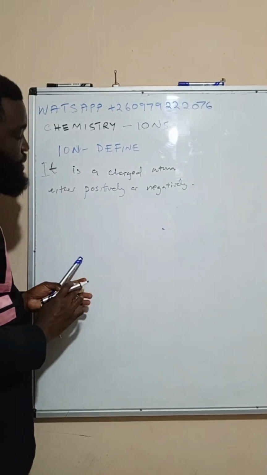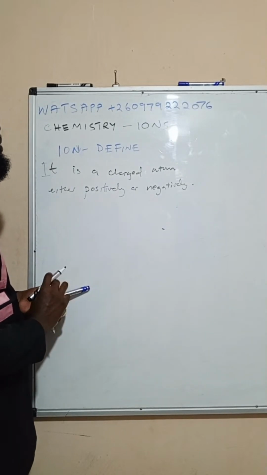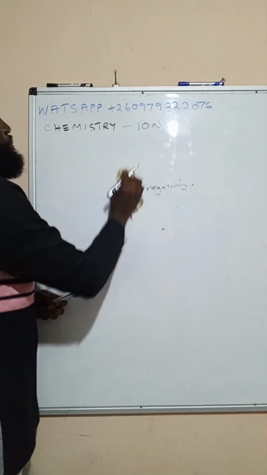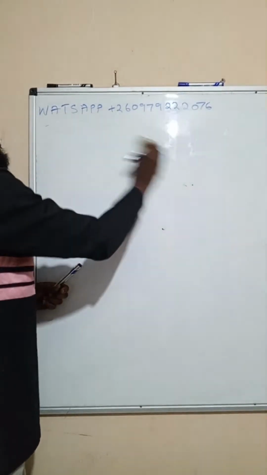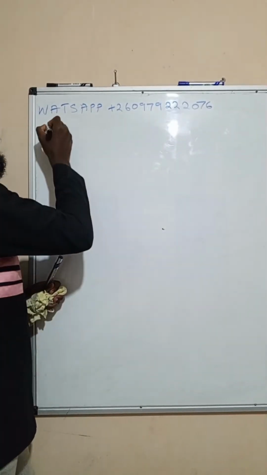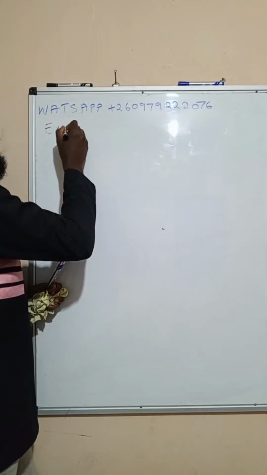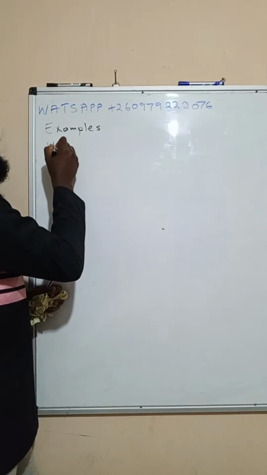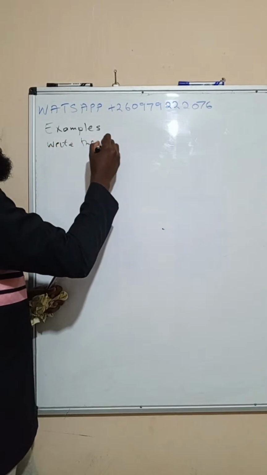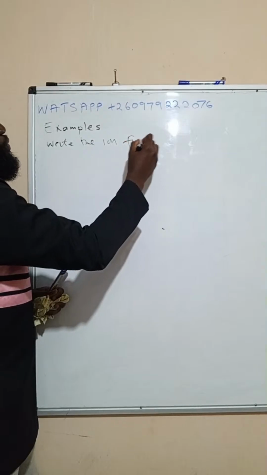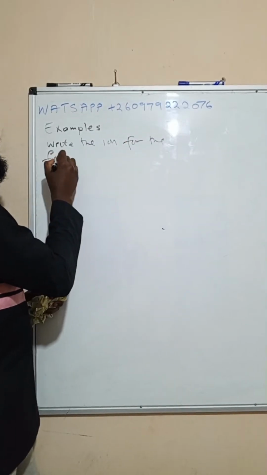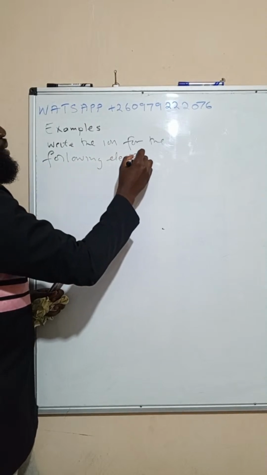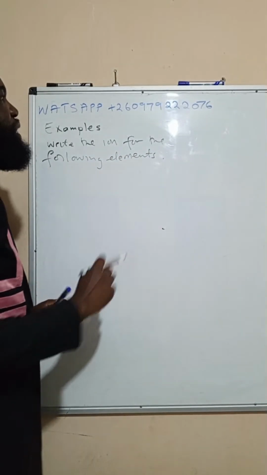So sometimes they can ask you to write the ions for the following elements. For example, I'll give an example because I'm preparing you for the exam, so I'm going straight to what is more important. Example, if I say, write the ion for the following elements.